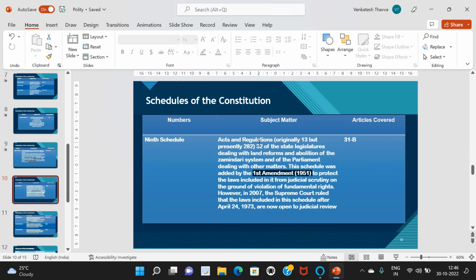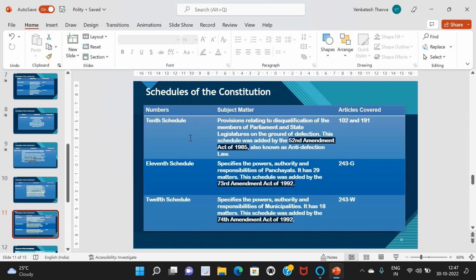Next, coming to ninth schedule. It deals with the acts and regulations of the state legislature dealing with land reforms and abolition of the Zamindari system and of the Parliament dealing with other matters. This schedule was added by the First Amendment Act 1951 to protect the laws included in it from judicial scrutiny on the ground of violation of fundamental rights. However, in 2007, the Supreme Court ruled that the laws included in this schedule after April 24, 1973 are now open to judicial review. What are the articles covered here? 31B.